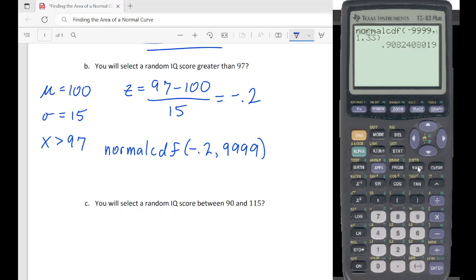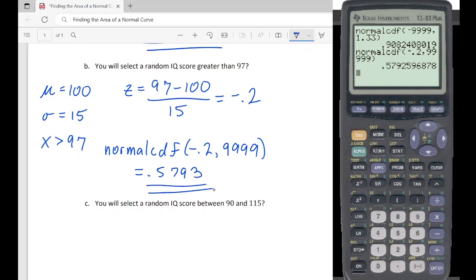Setup is all done, so now we go to second vars, and we're going to plug in our lower bound, negative 0.2, and our upper bound, 9999. I did an extra 9, but that's okay. And here we're going to get 0.5793. That's the probability of getting an IQ score greater than 97.